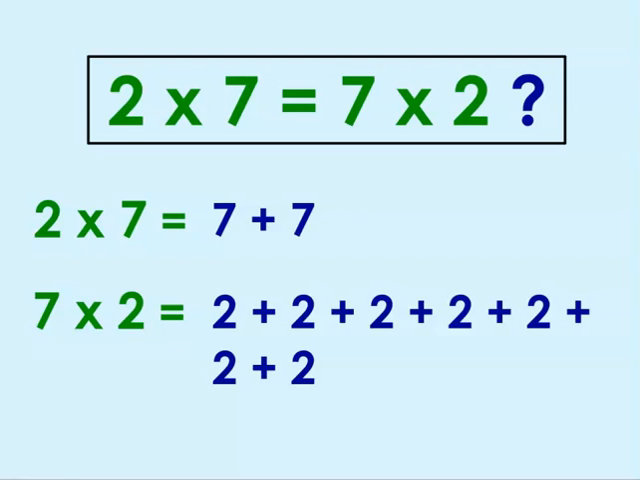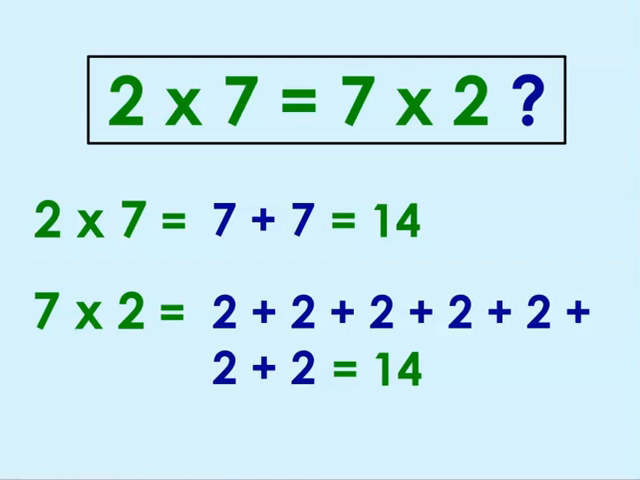The bottom problem looks like skip counting. You can count by twos 7 times. In the top problem, you are adding 7 twice. Both of them equal 14. So 2 times 7 and 7 times 2 both have the answer of 14, just using different ways of adding.